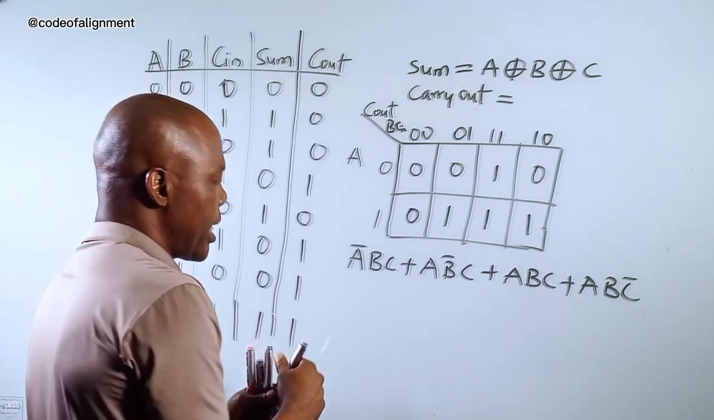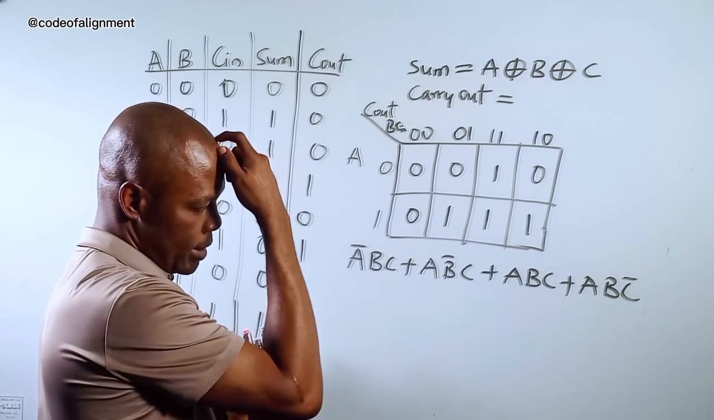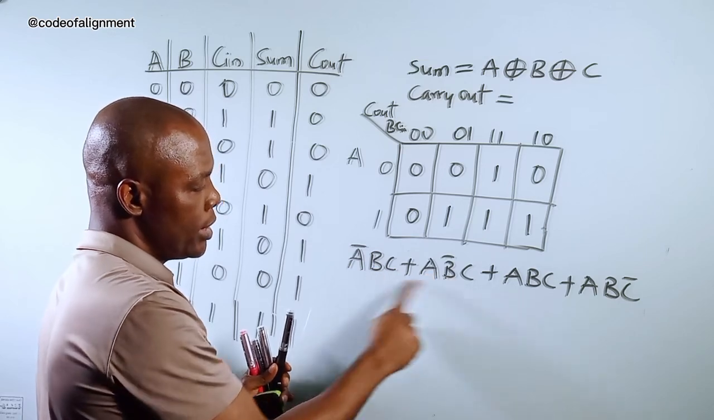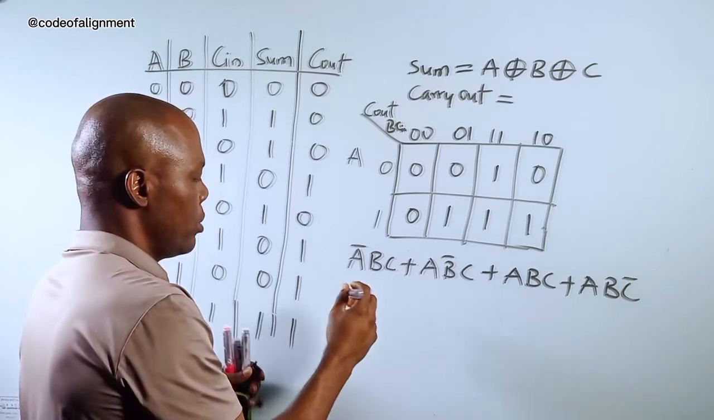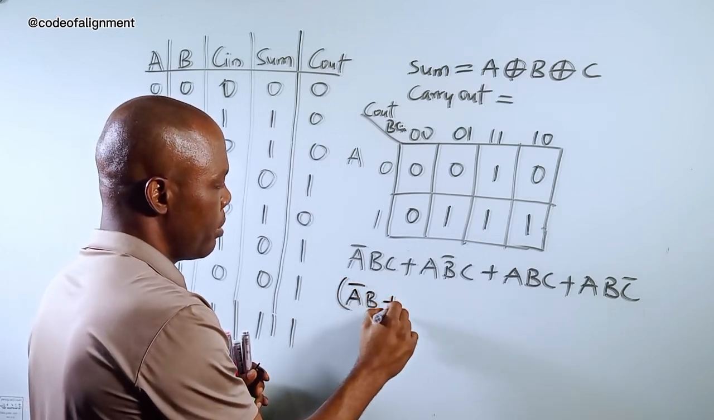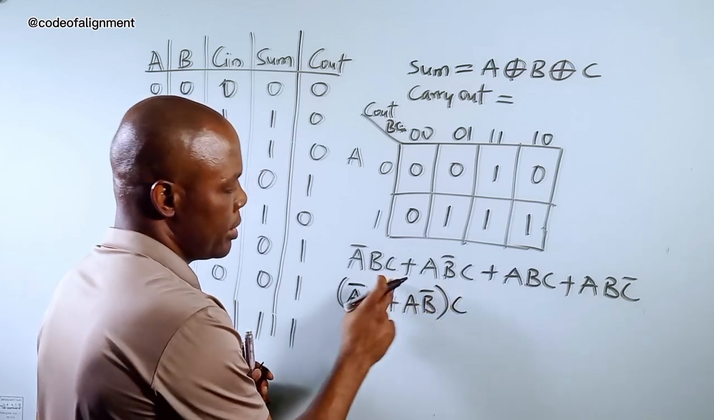Now, if you look at this, I can reduce them further by looking at this. What is common between this and this? C is common. A is here, A changes. B is here, B changes. C is here, and C is the same thing here. So I can do this: A, B, plus A, B prime into bracket C.